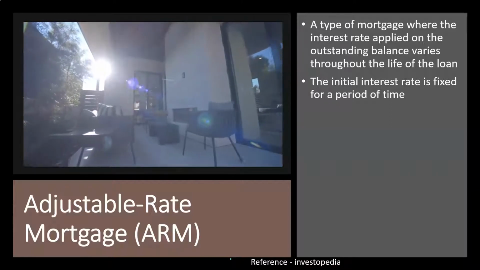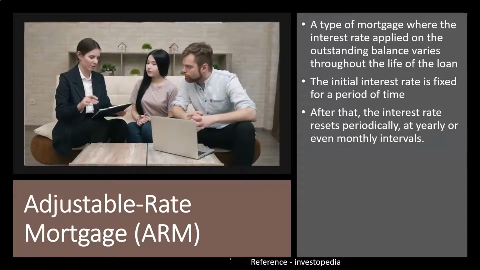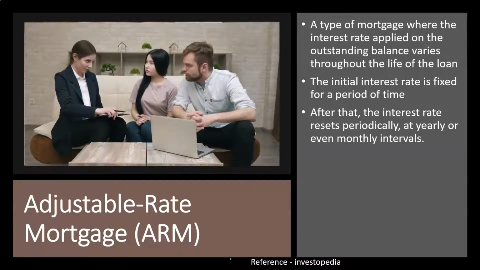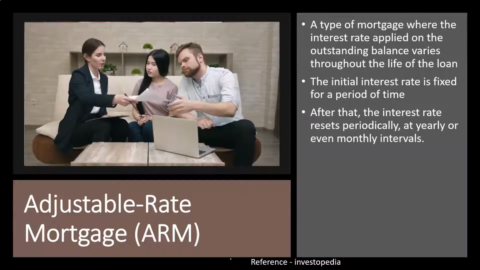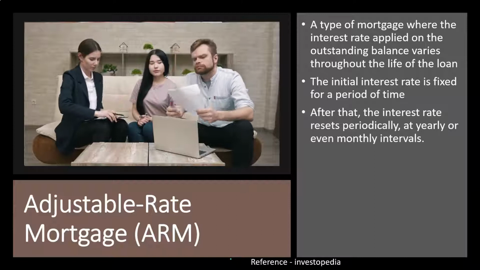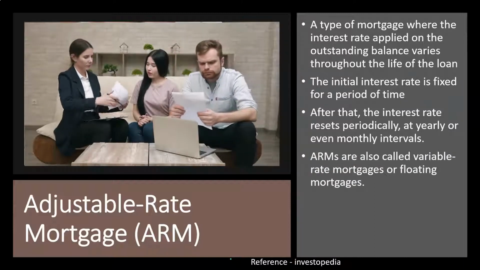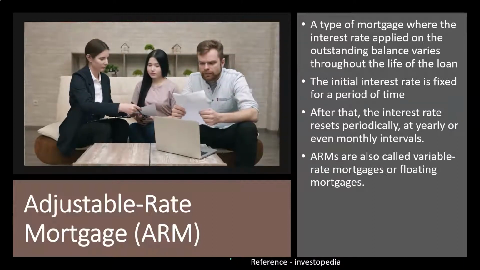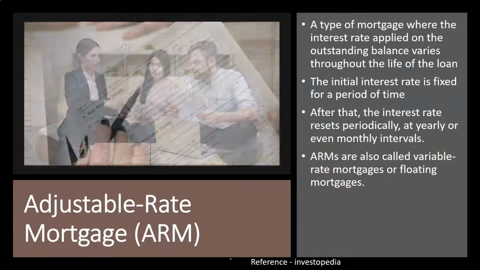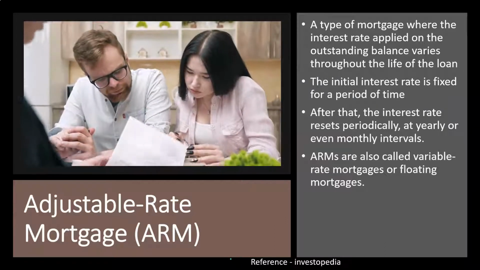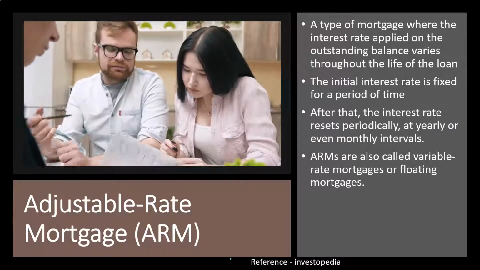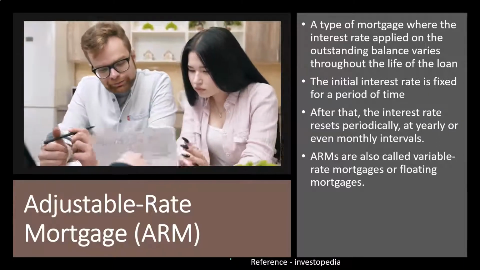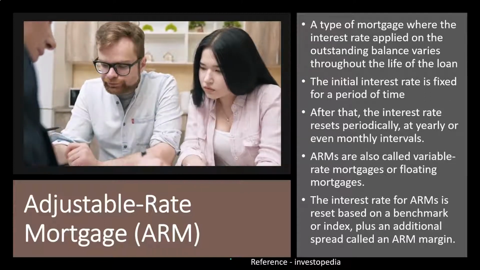So the initial interest rate is fixed for a period of time. After that, the interest rate resets periodically at yearly or even monthly intervals. So every year is quite common, possibly though even every month it could adjust. ARMs are also called variable rate mortgages or floating mortgages. So if you hear the term adjustable rate mortgage or the term ARM or the term variable rate mortgage, which would of course also indicate that variation, or floating mortgages, we're talking about the same kind of thing here.